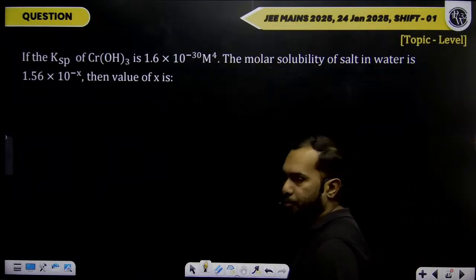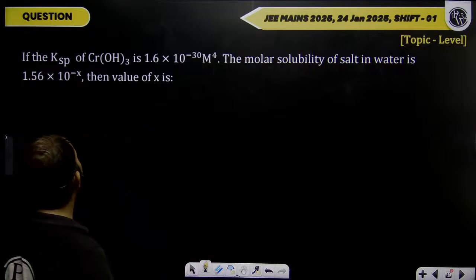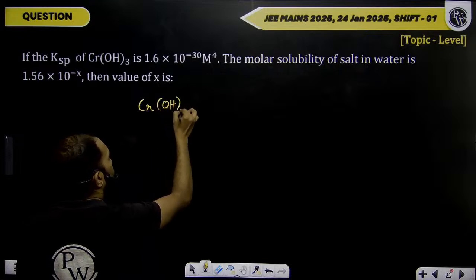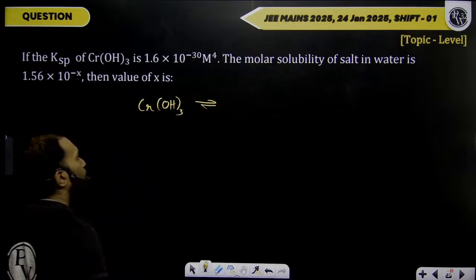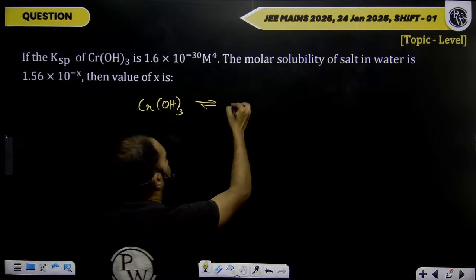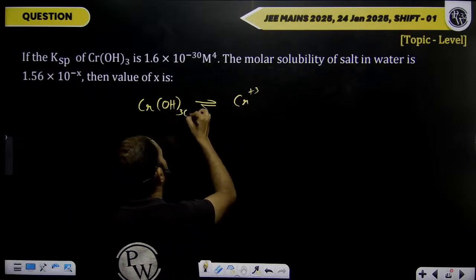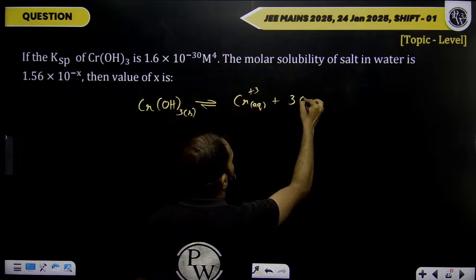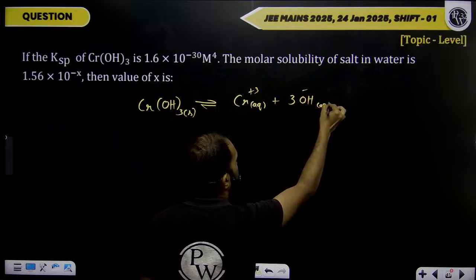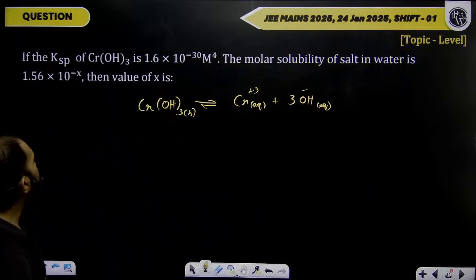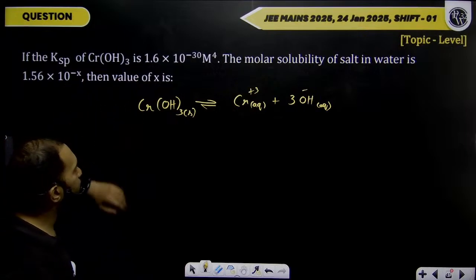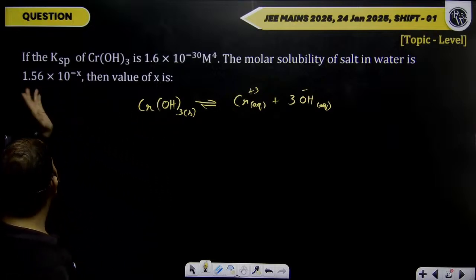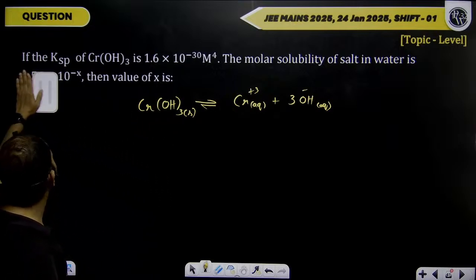Now this is a good question, I would say. Why? Over here, KSP is given for chromium hydroxide, Cr(OH)3. We are talking about solubility, right? It will give Cr3+ aqueous plus 3 times OH minus. KSP is already given for this chromium hydroxide, which is 1.6 into 10 to the power minus 30. So what is asked? The molar solubility of the salt in water is this much. Then what is the value of X?